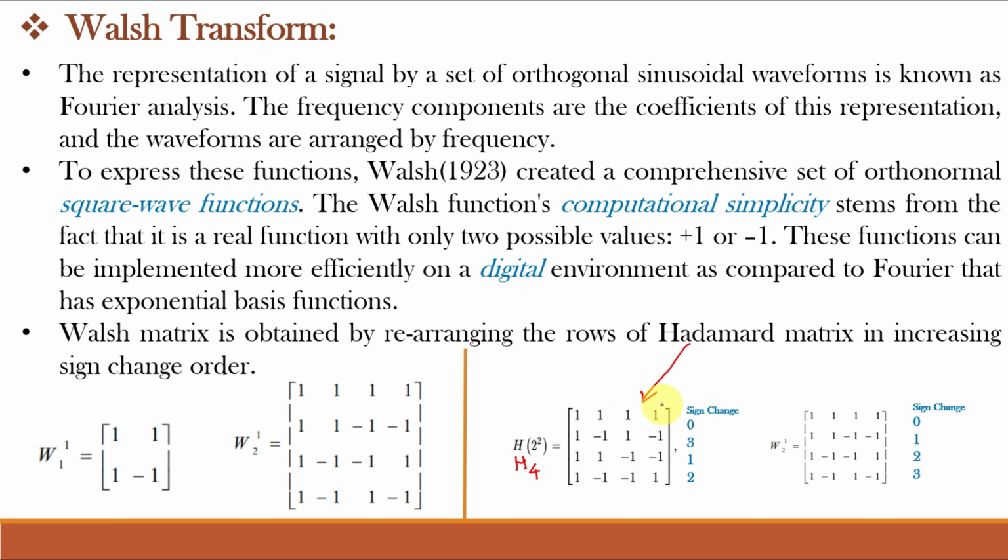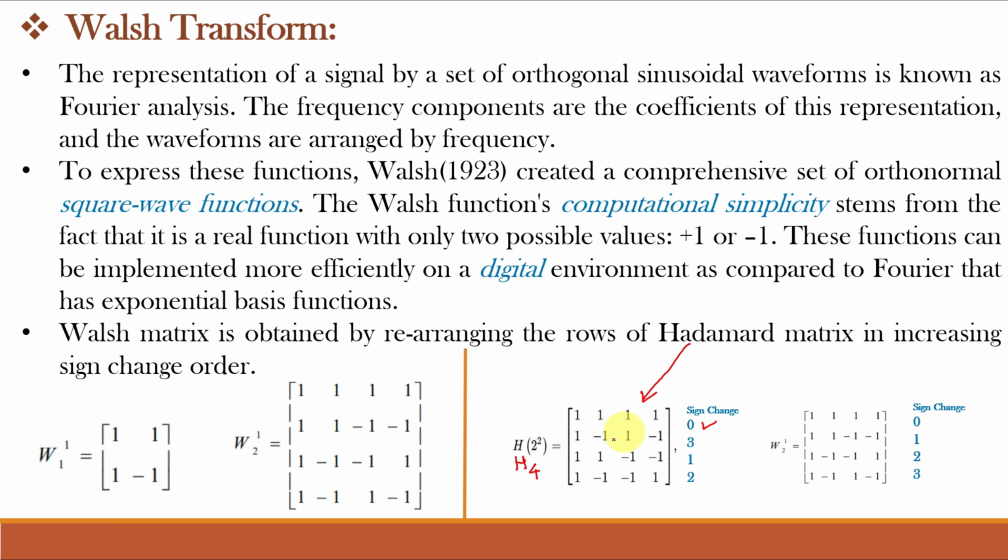Let us say for this row, let us start with the last element. We go from this element to the previous element. So going from this 1 to 1, there is no sign change. Again going from this one to this one, there is no sign change because the element is as it is. Also going from this one to this one, there is no sign change. So the number of sign changes for this row is 0.